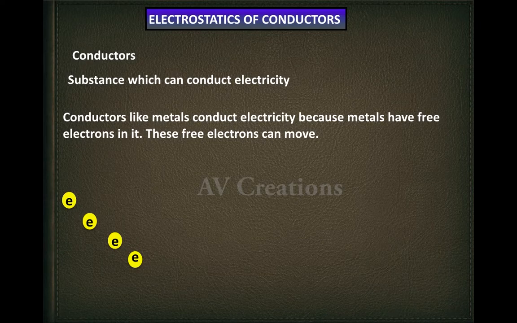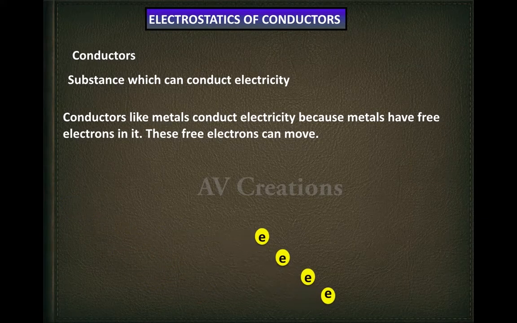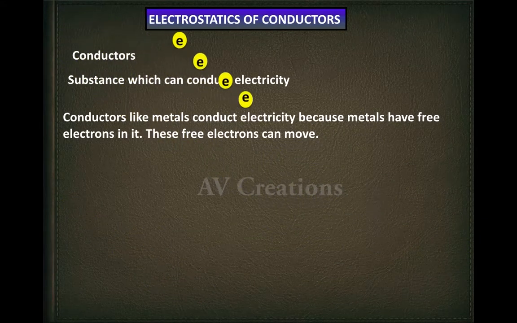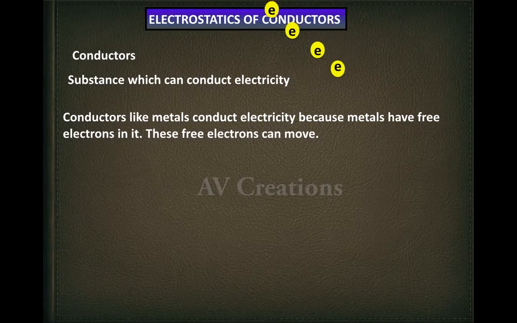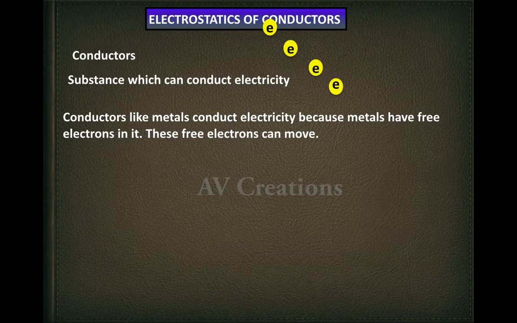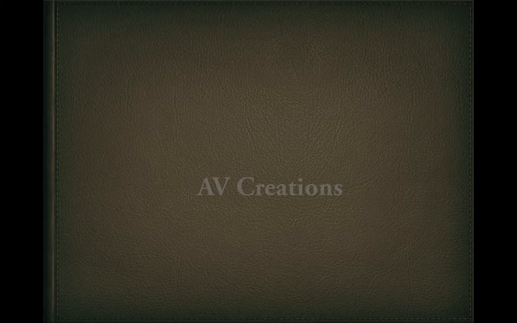Conductors like metals conduct electricity because metals have free electrons in them. These free electrons can move. So the reason for the conductivity of a metal is the free electrons present in it. The free electrons can move everywhere in the conductor, but they cannot move outside of the metal.